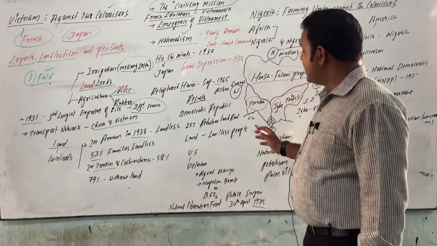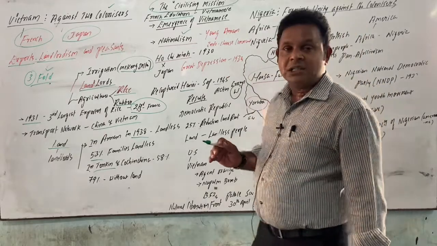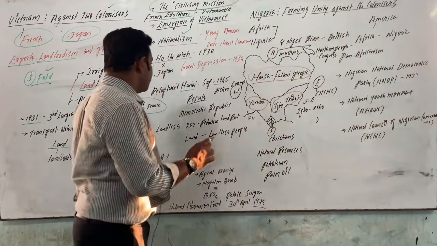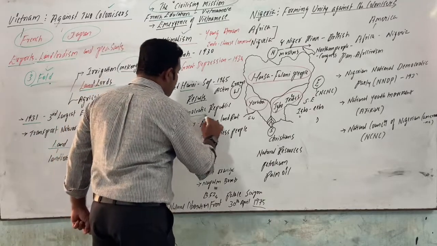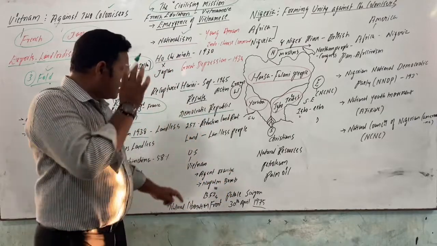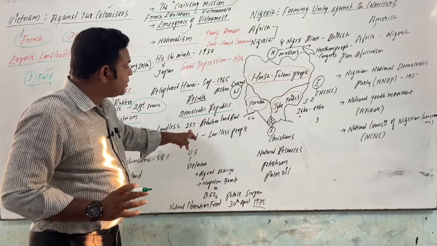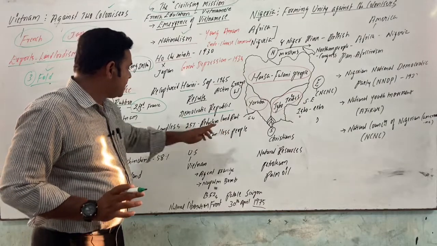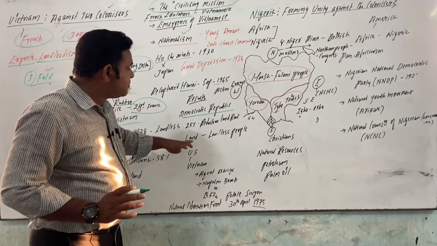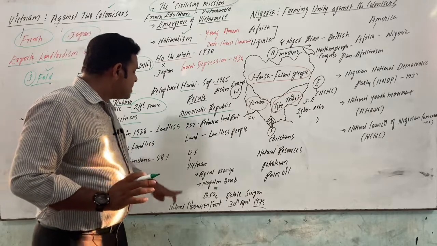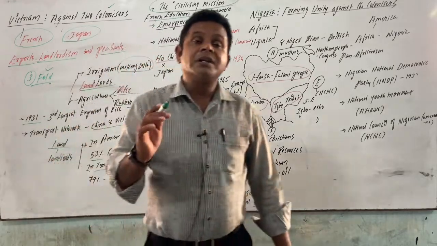And what happened immediately after he got the chairmanship? He tried to introduce a Democratic Republic, and not only that, he reduced land rent by 25% and gave land to landless people. So all such important reforms were there.